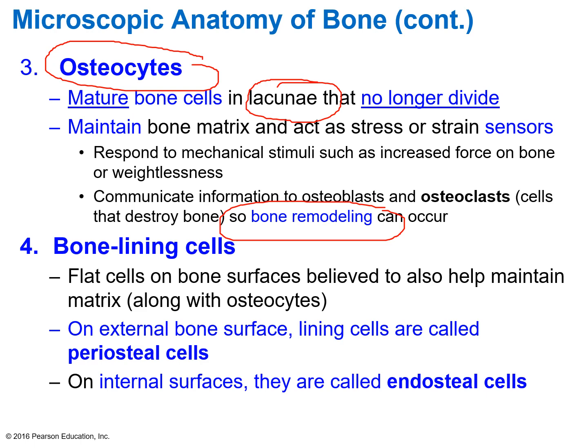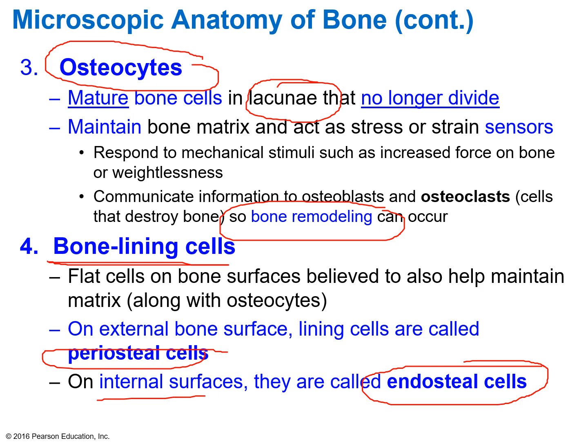Helping the osteocyte are the bone lining cells. These bone lining cells can be found on the external bone surface, where they're also called the periosteal cells, and on the internal surface, where they're called the endosteal cells. The bone lining cells help maintain the matrix and assist the osteocyte in this particular function. So osteogenic, osteoblast, osteocyte, and bone lining cells.